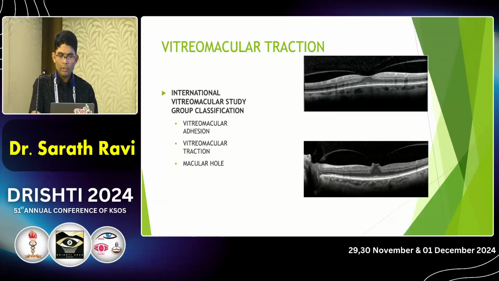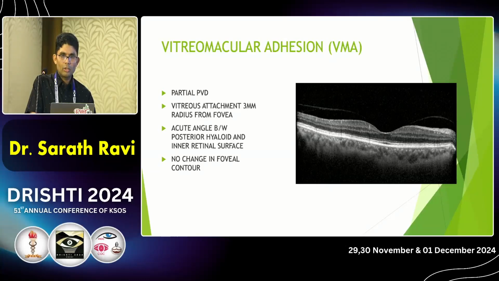The other thing that you encounter in cataract patients is an interface abnormality. A vitreomacular adhesion and traction are usually two entities of a spectrum during the course of an incomplete PVD. An adhesion usually is characterized by a partial PVD and persistent attachment of the vitreous to the central 3 millimeters and an acute angle between the posterior hyaloid and the inner retinal surface. However, there is no change in the foveal contour.